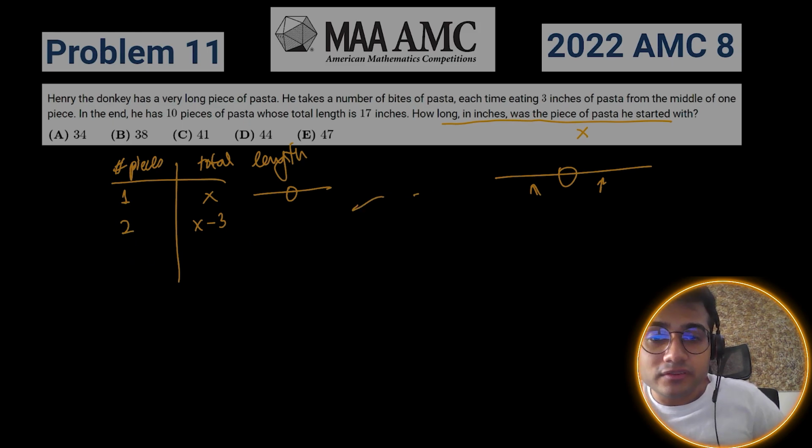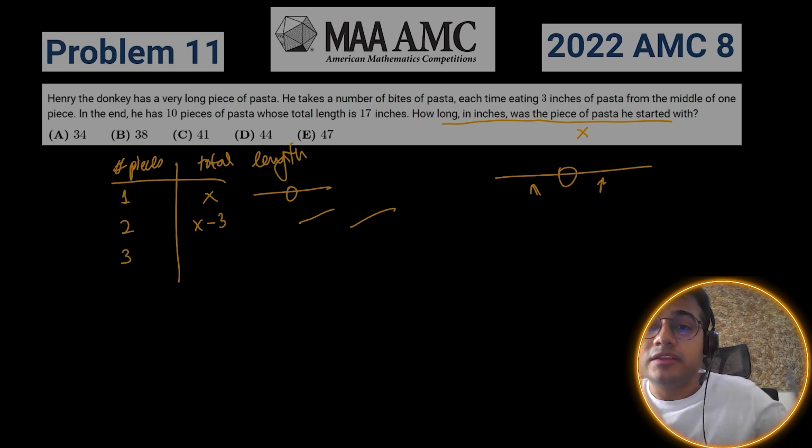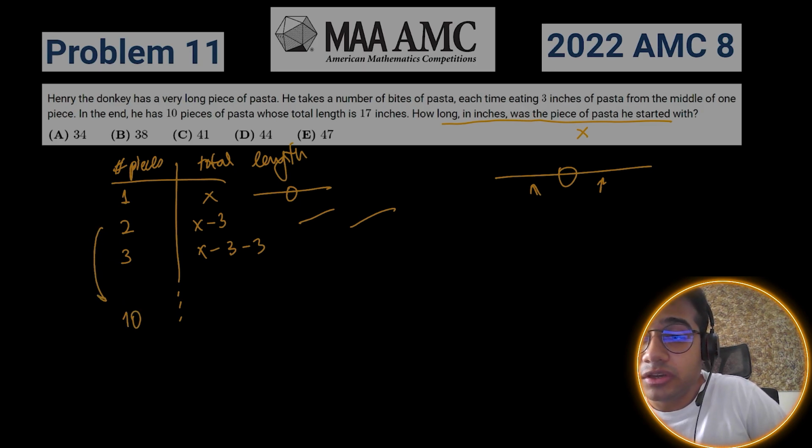And then we have two pieces. It doesn't matter which piece Henry bites from. The number of pieces are again going to increase by 1, and the total length is going to decrease by 3 again. If at the end he has 10 pieces, how many bites did he take? He took 9 bites, right? This is plus 9.